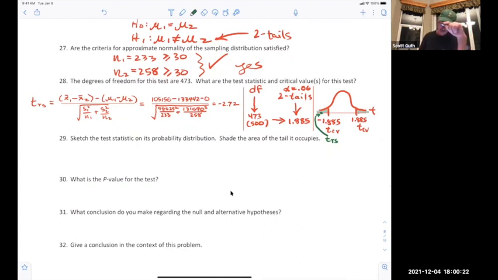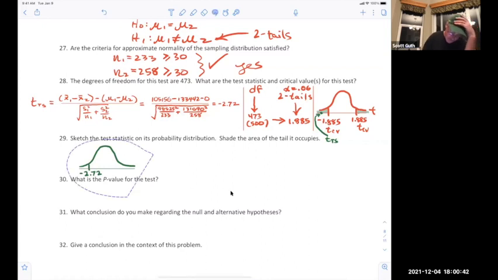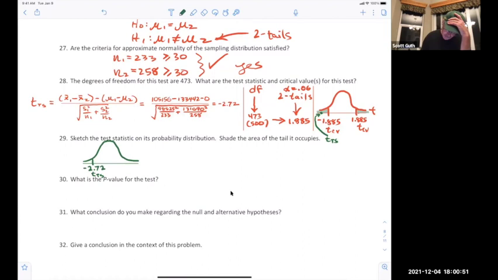Okay. Next thing is we're going to need that p-value. So let's do that next. So again, our test statistic is negative 2.72. It's a T test statistic. Table A3 has the p-values for the T distribution. Degrees of freedom goes across the top on this one. So we're going to have to go out. There's a 100 and then there's an infinity.